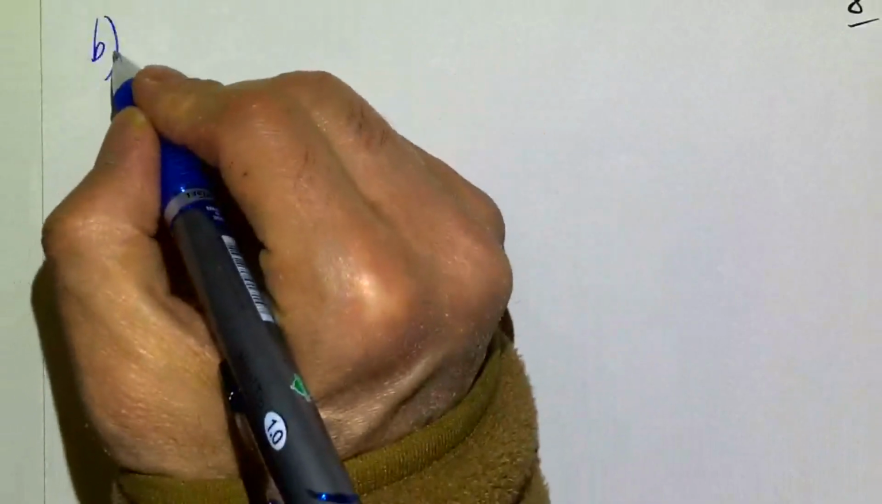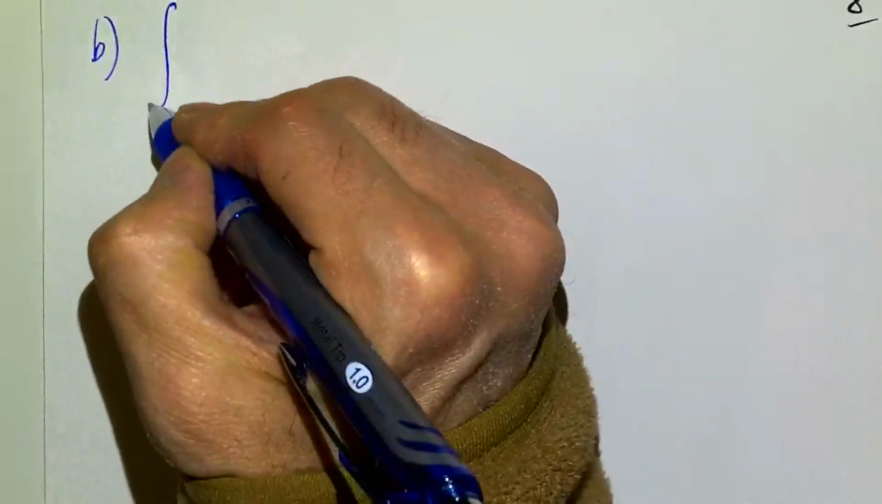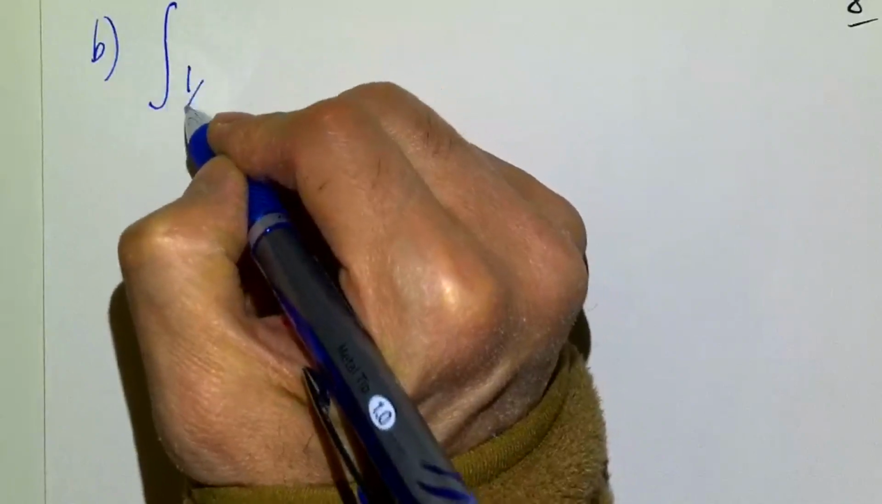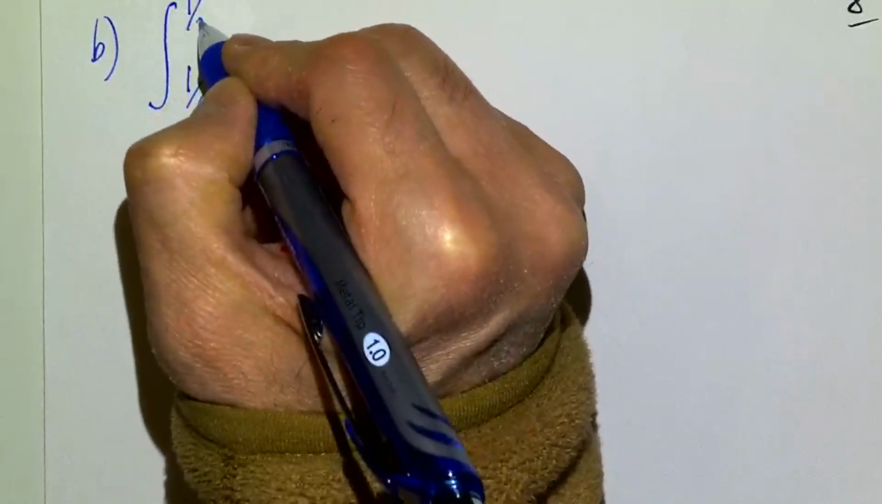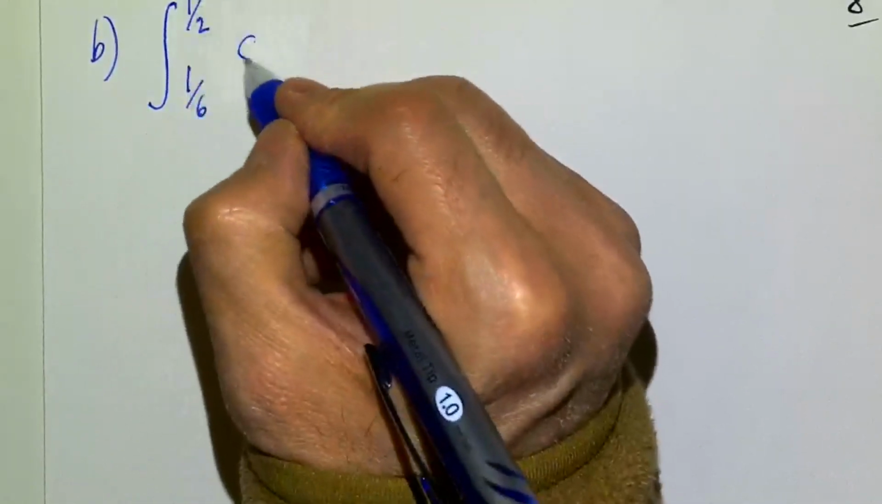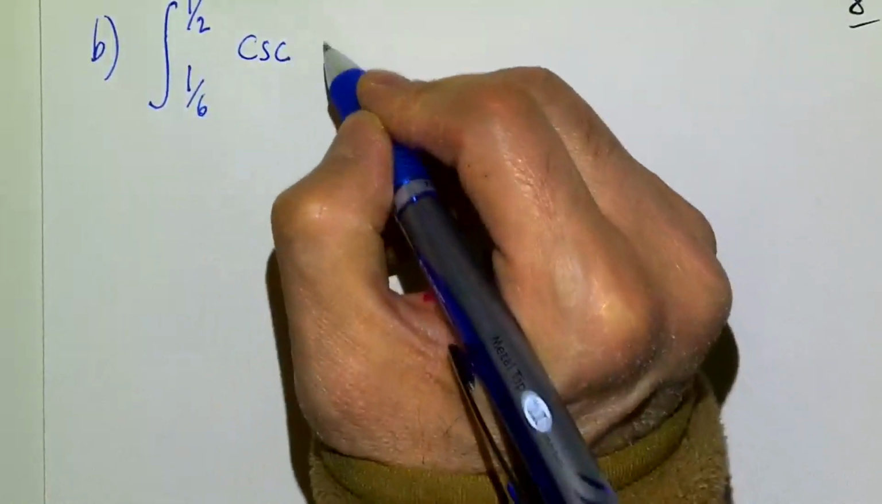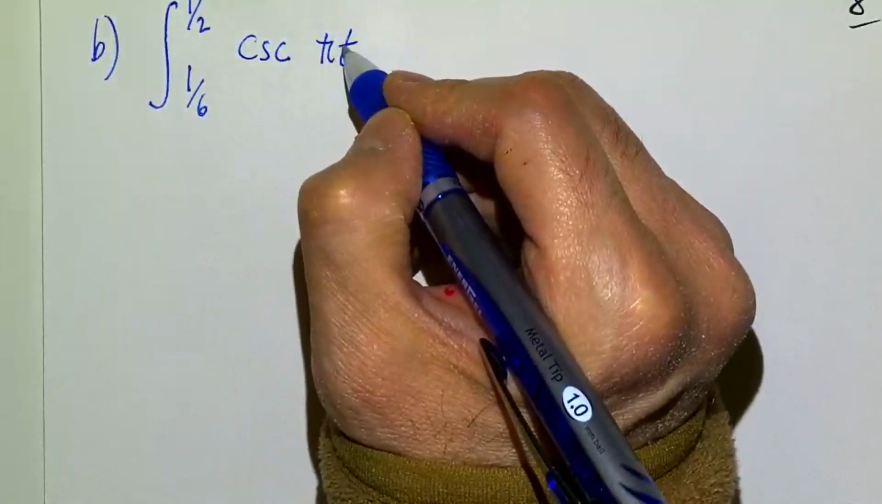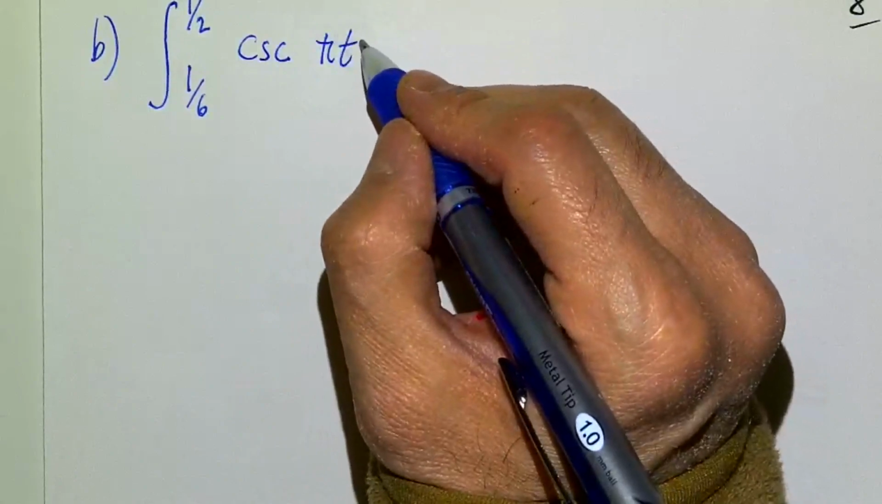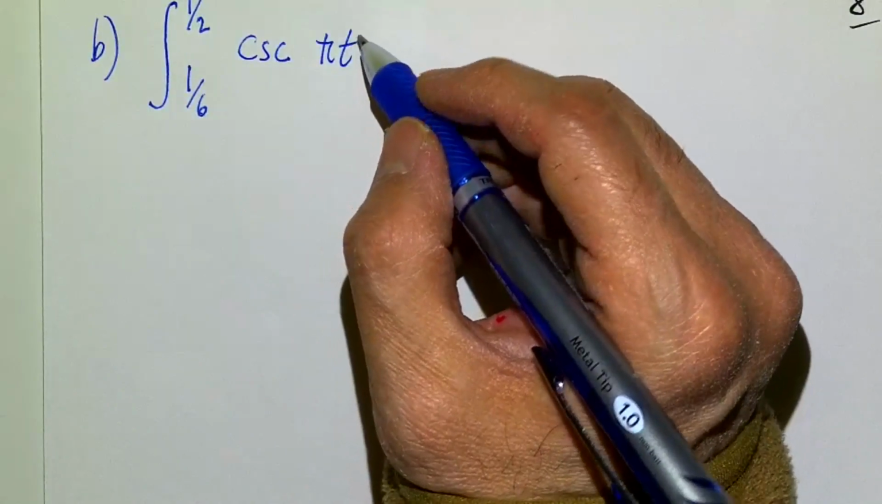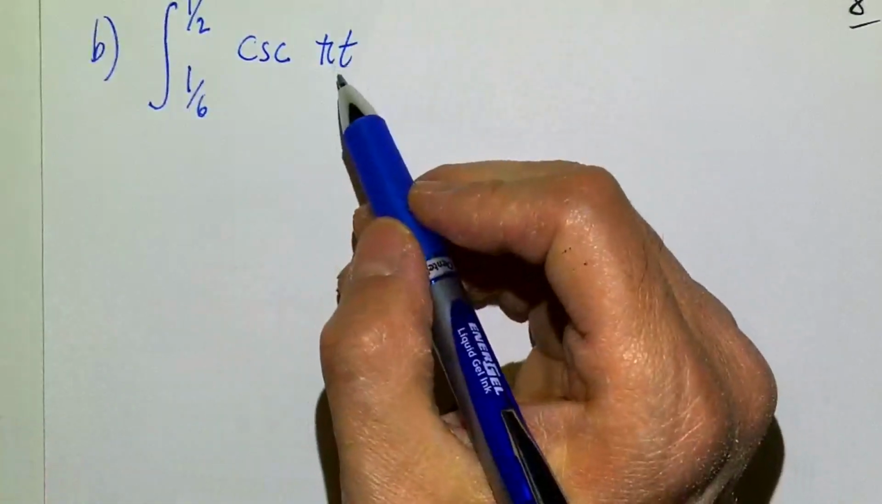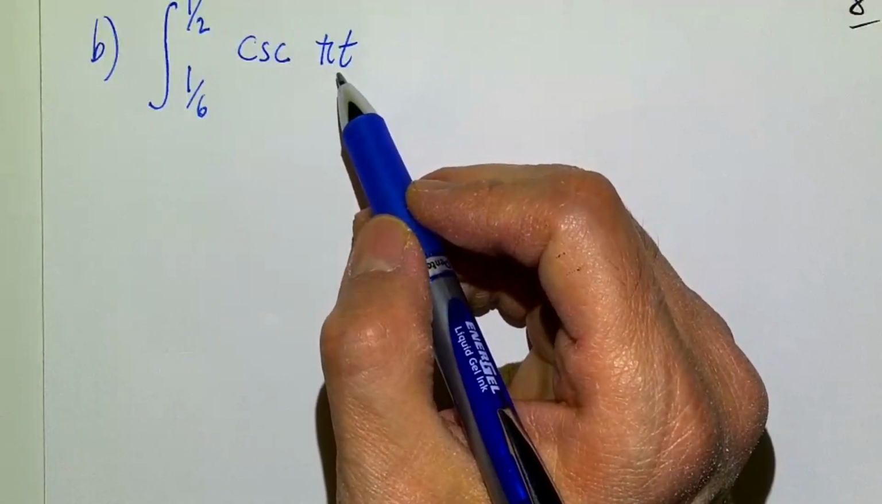I think that was A. That was the first example. So this one has to be B. The integral from 1 over 6 to 1 over 2 of cosecant pi t. And I grabbed this from the end of section 5.5 section exercises.